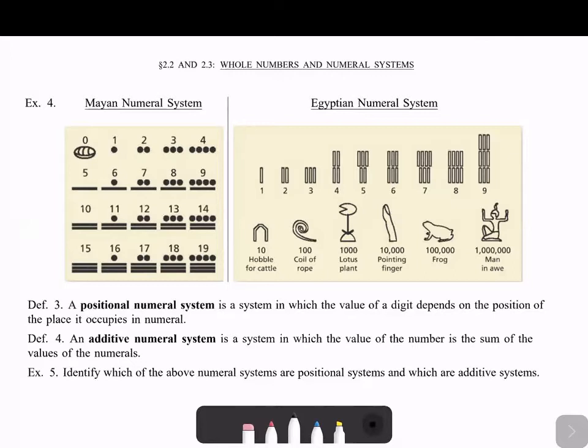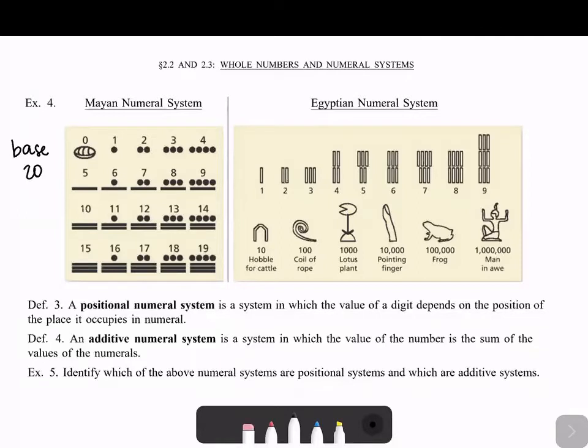So the Mayan numeral system. You see we have different symbols for 0 up to 19. Can you guess what base this is? Remember that in the number system that we use, the European number system, we have different digits for 0 up to 9, and we are in base 10. So when you have different digits for 0 up to 19, that means that this one is base 20.